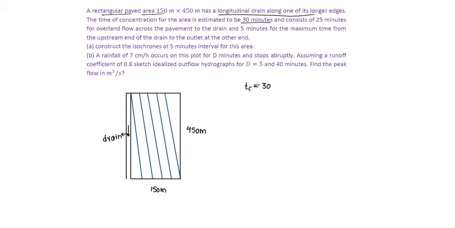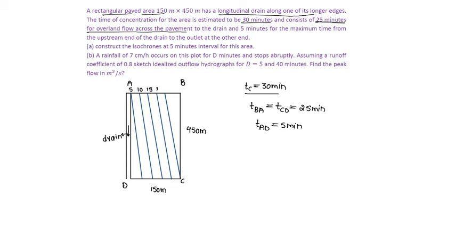Tc is 30 minutes, consisting of 25 minutes for overland flow across the pavement. That is, if we take points A, B, C and D, the time taken from B to A and from C to D is given as 25 minutes, whereas the time taken from A to D is given as 5 minutes through the drain. The total Tc is 30 minutes, and we divide it into 5, 10, 15, 20, 25 and 30 minute intervals.